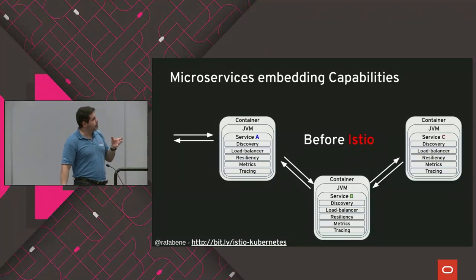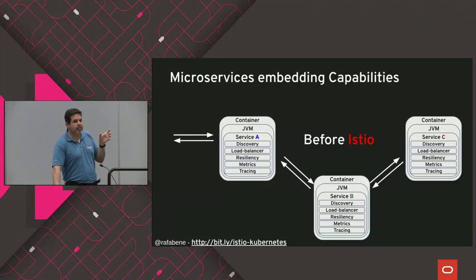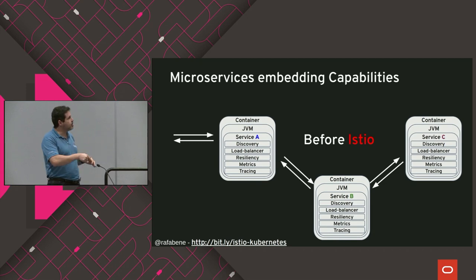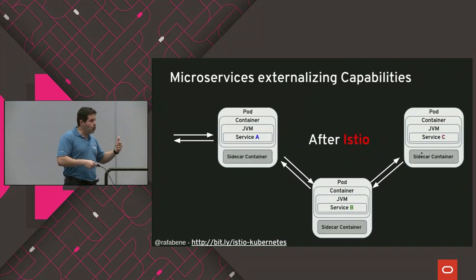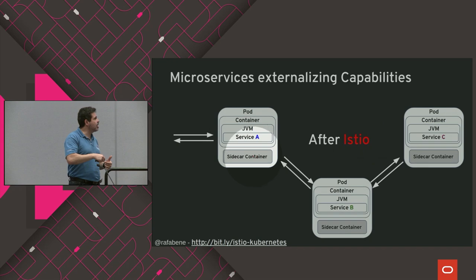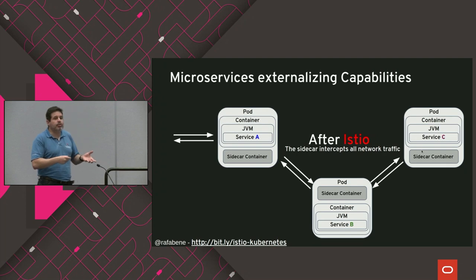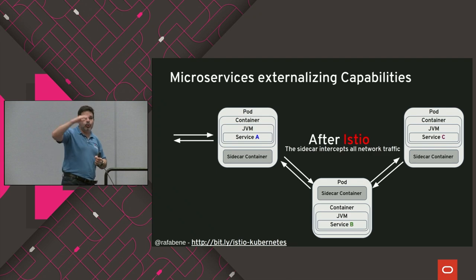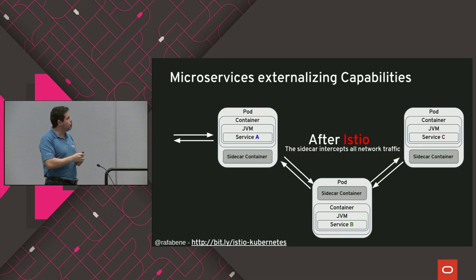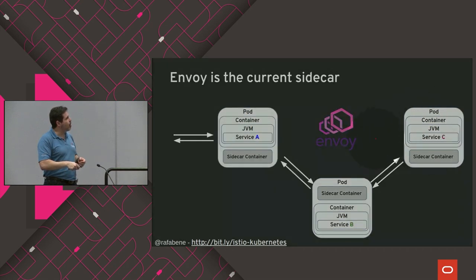So before showing, I need first that you understand how Istio works. As I said, before Istio, you have to place all those capabilities inside each one of those microservices. After Istio, those capabilities are placed inside sidecar containers. Those sidecar containers intercept all the traffic using iptables. Yes, it's true. It will execute iptables when the container starts. It will redirect all the traffic to the sidecar container, which runs Envoy.